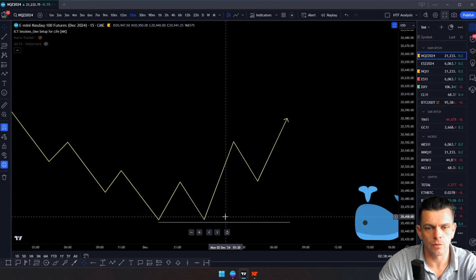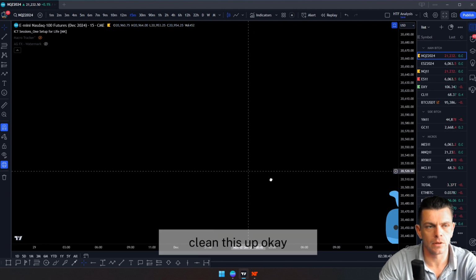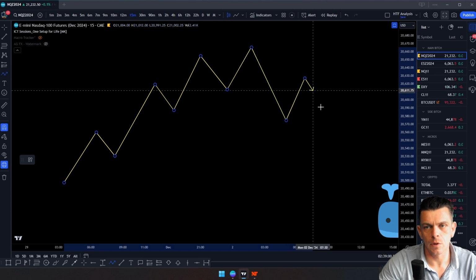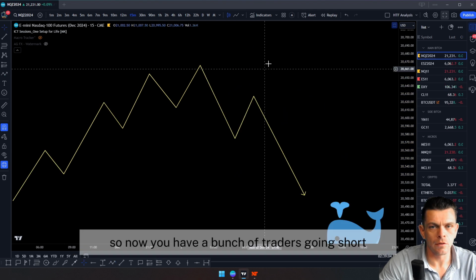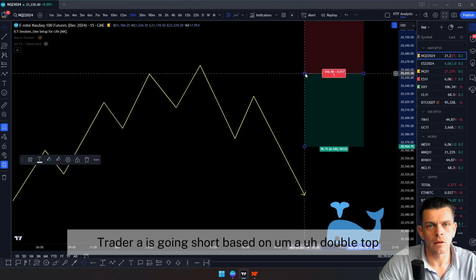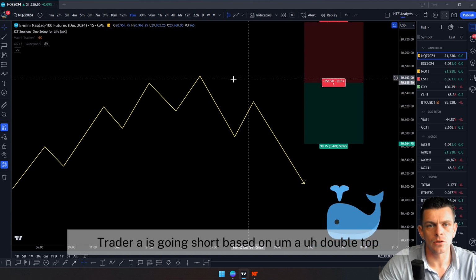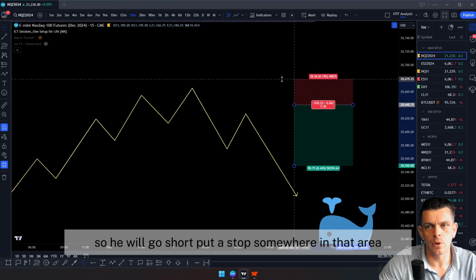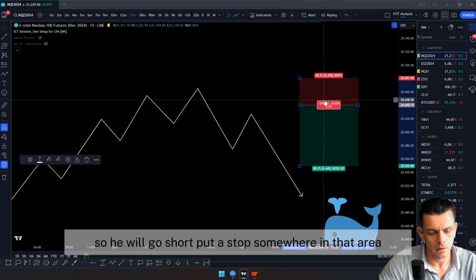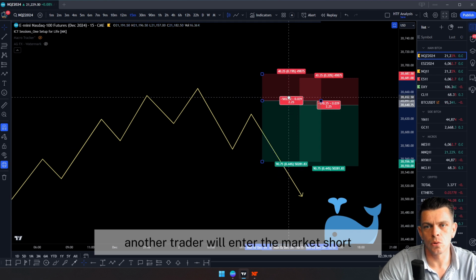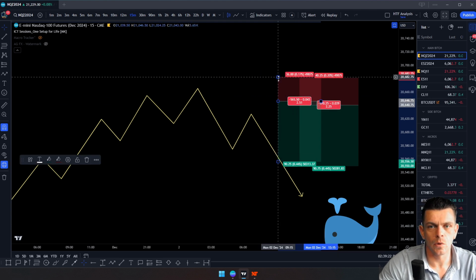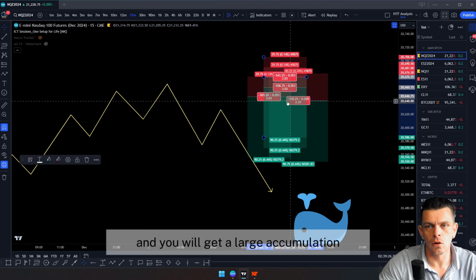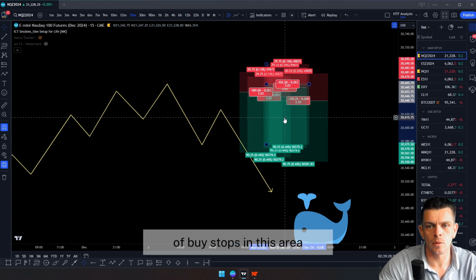Now the same for the buy side liquidity. Clean this up. Okay, so let's say the market has been trending up. Now something happens, the market reverses, right? So now you have a bunch of traders going short. Trader A is going short based on a double top. So he will go short, put a stop somewhere in that area. Another trader will enter the market short. He will put his stop also in the same area. The same with trader C, and you will get a large accumulation of buy stops in this area.